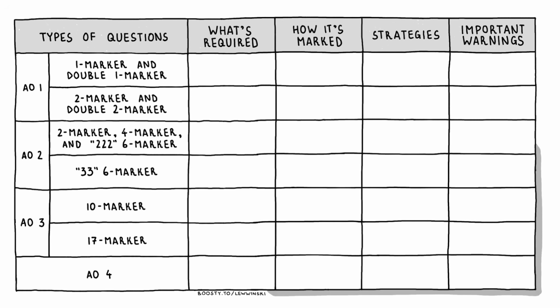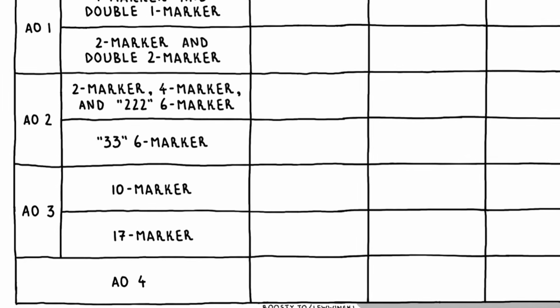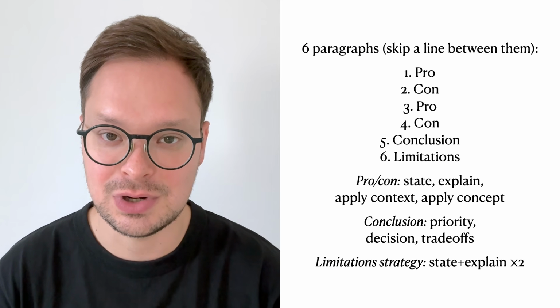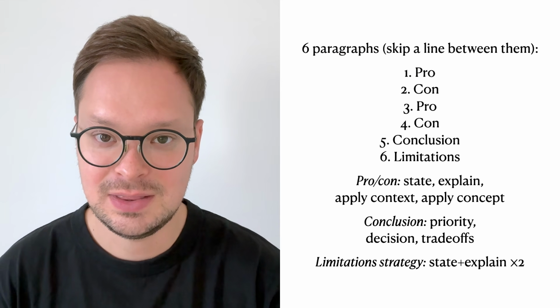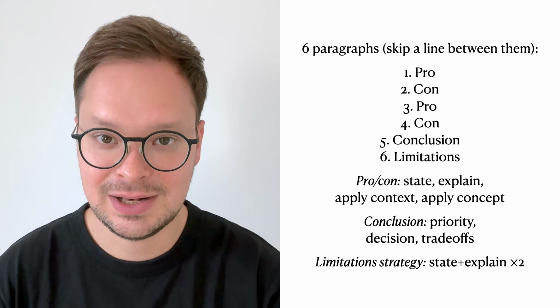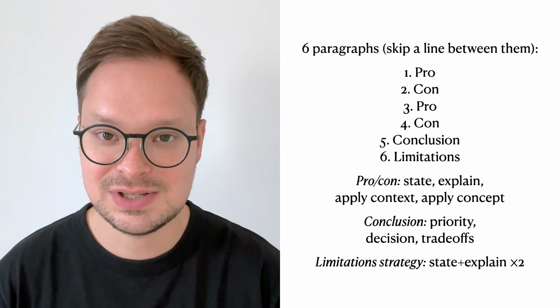Now let's move on to the AO3 category, where we have 10 markers and 17 markers. 17 markers are also for higher level students only in paper 3. A 10 marker is an essay kind of question, so your response should be longer compared to 2 markers, 4 markers and 6 markers that we've already discussed. Here you should structure your answer in 6 paragraphs. These paragraphs are pro, con, conclusion, and limitations. For each paragraph there is a separate strategy.